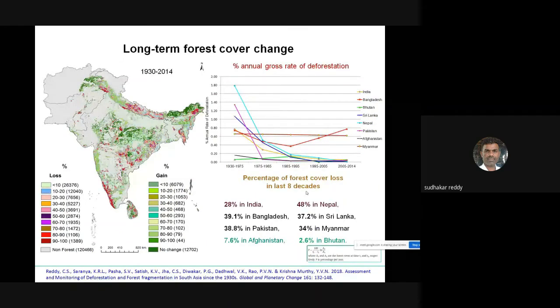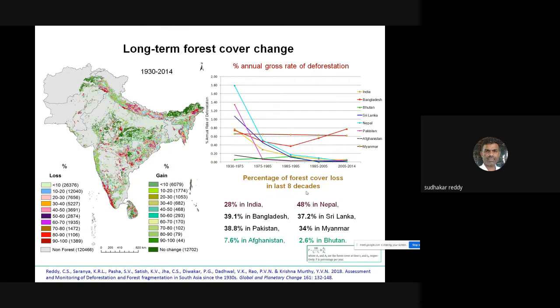And this map shows the long-term forest cover changes in India as well as in the neighboring South Asian countries. This map clearly shows the areas of loss, gain, and no change. The no change areas are mostly found in Bhutan, Arunachal Pradesh, Afghanistan, and parts of the Western Ghats and Sri Lanka.